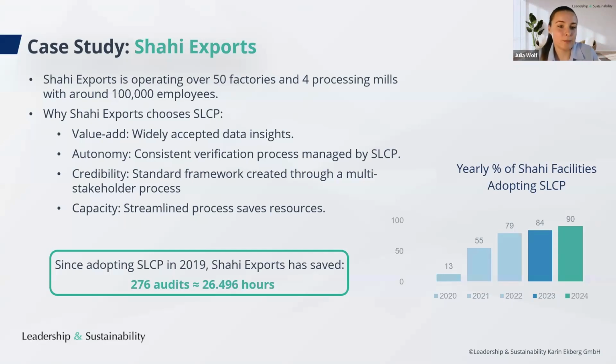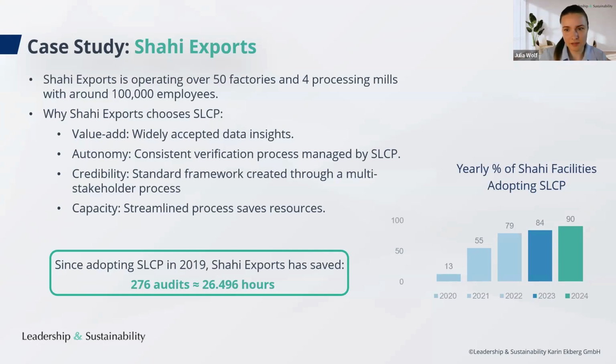And in the box, you can see their time saved. So they calculated that they were able to cut 276 audits per year, and this summed up to a huge amount of hours, like you can see in the box.